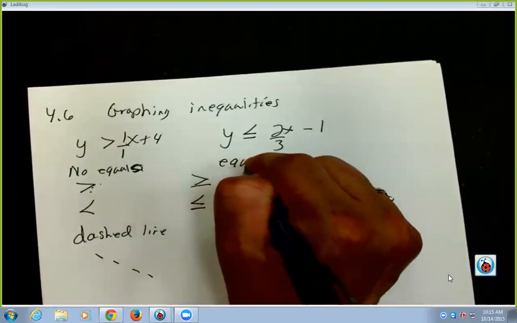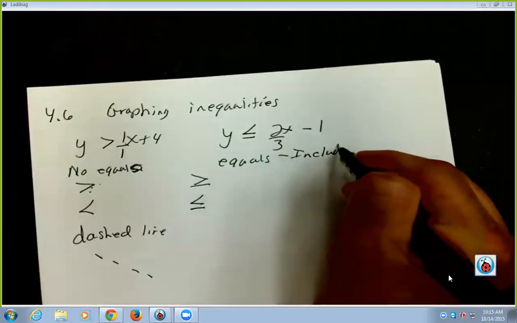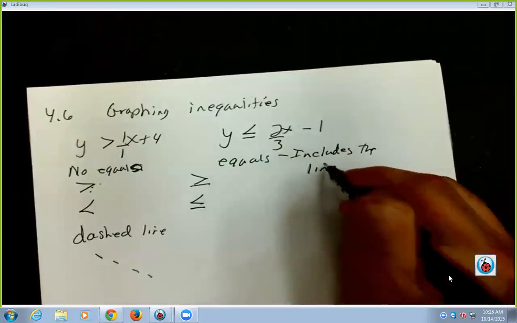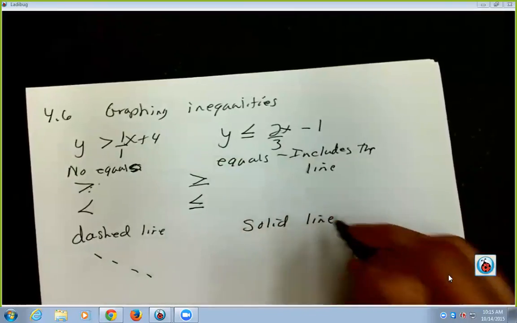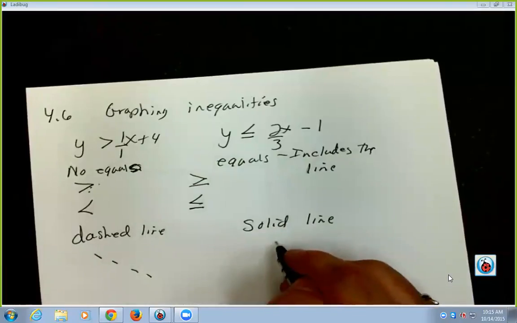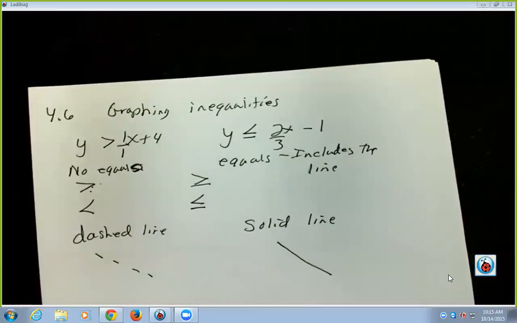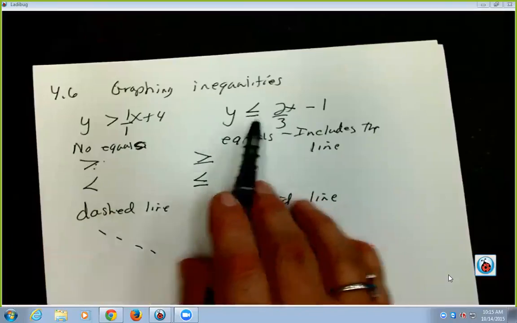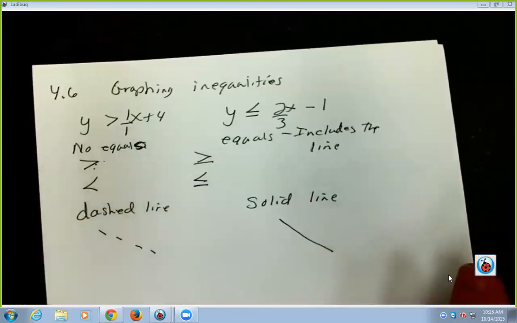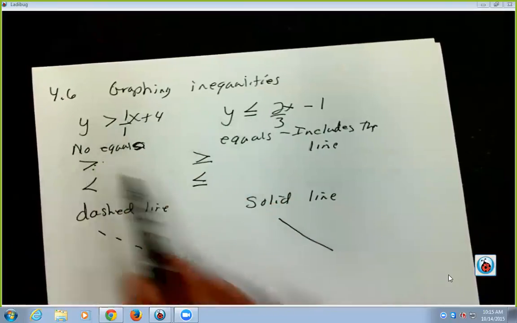If you have an equals, the line can be included. So it includes the line. So because it includes a line, we're going to have a solid line. So if I graph this one, the line would end up being solid. Okay? So we have two different things that are going on here. So this one's dashed, this one's solid. You get that idea? To look at just this piece, you don't have to look at anything else in the equation to figure out whether your line's solid or dashed. Just look at your inequality.